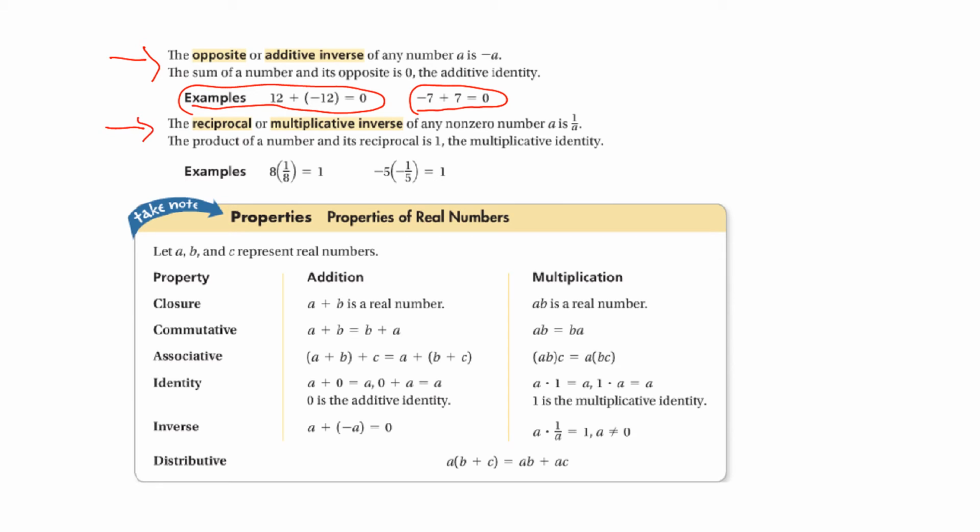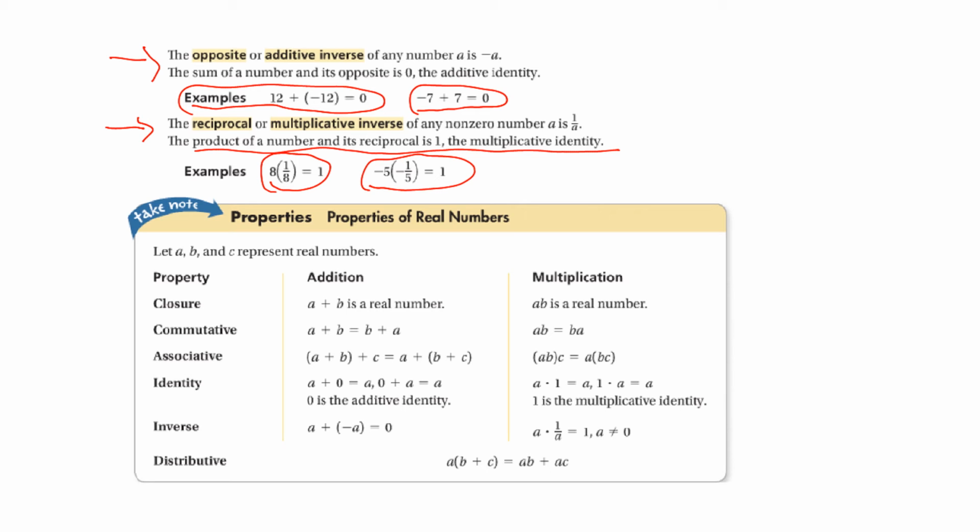The reciprocal or multiplicative inverse of any non-zero number a is its reciprocal, 1 over a. So that means when we multiply them together, we get the multiplicative identity, which is 1. So we have 8 times 1/8 equals 1. So 8 and 1/8 are reciprocals or multiplicative inverses, as are negative 5 and negative 1/5. They are also reciprocals or multiplicative inverses.